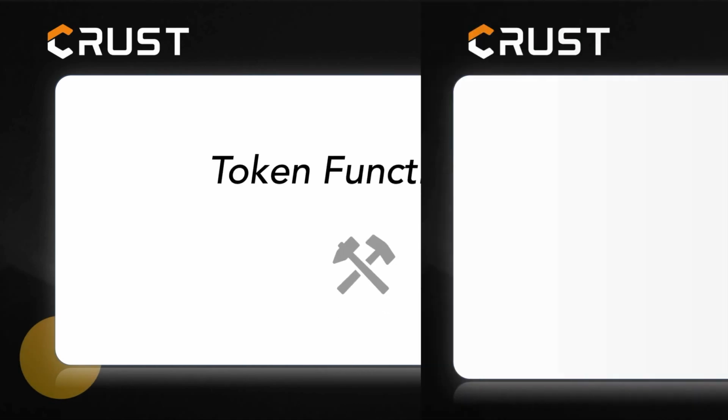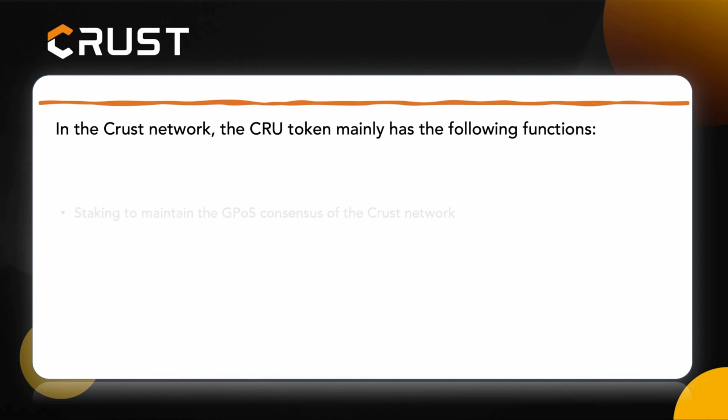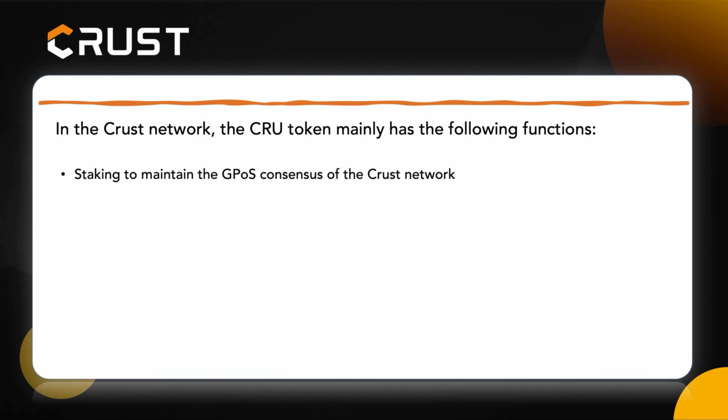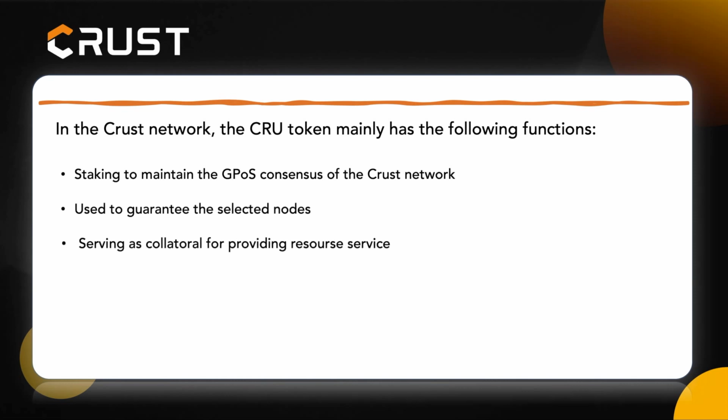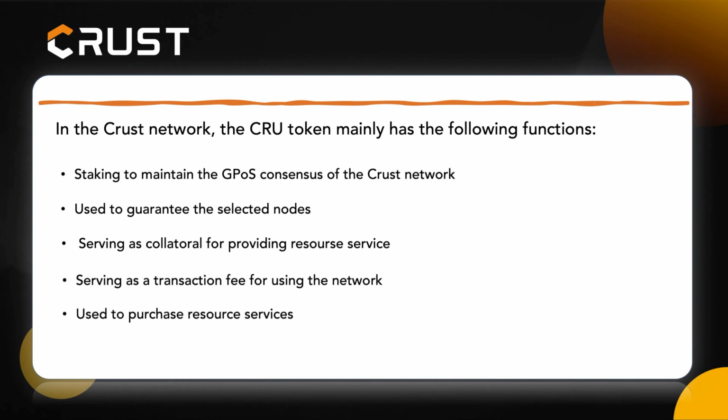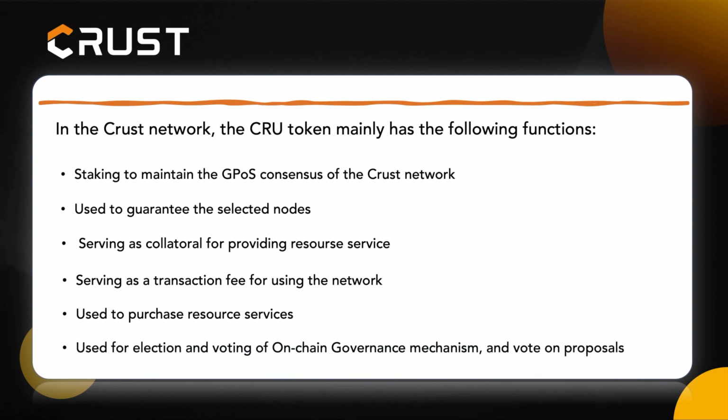As the native token of Crust, CRU has 6 main functions. Staking to maintain the GPUS consensus of the Crust network, used to guarantee the selected nodes, serving as collateral for providing resale service, serving as a transaction fee for using the network, used to purchase resale services, used for election and voting of on-chain governance mechanism and vote on proposals.